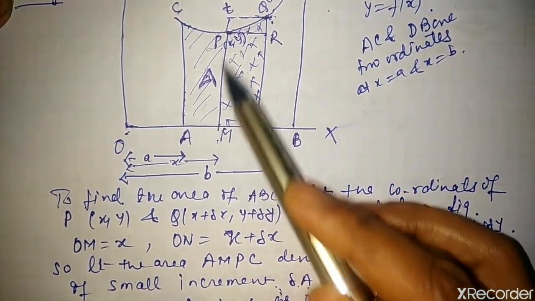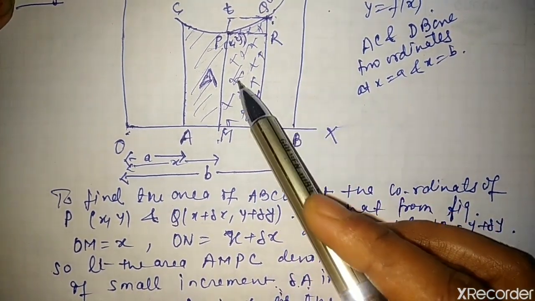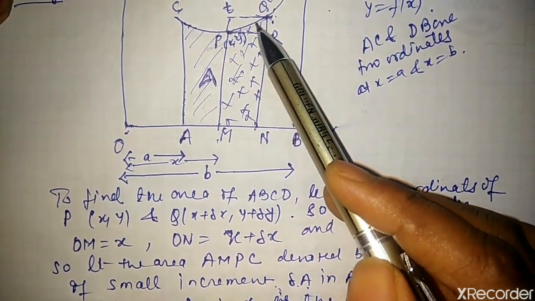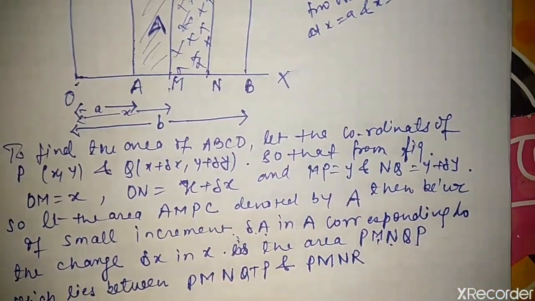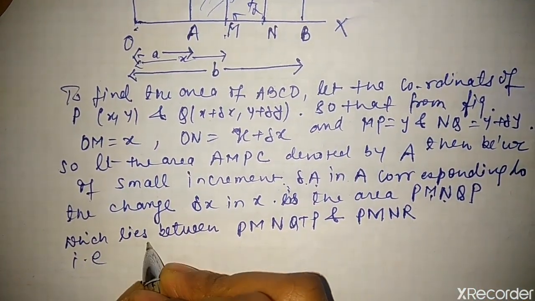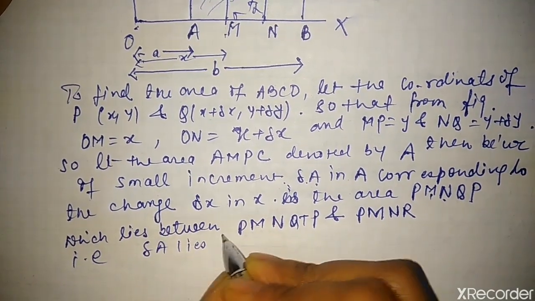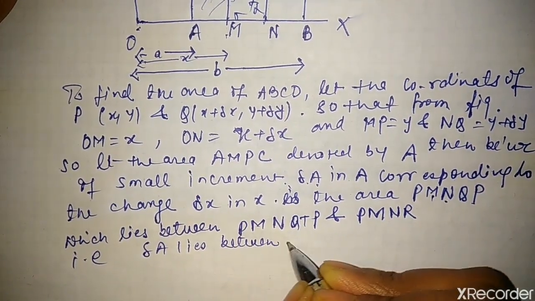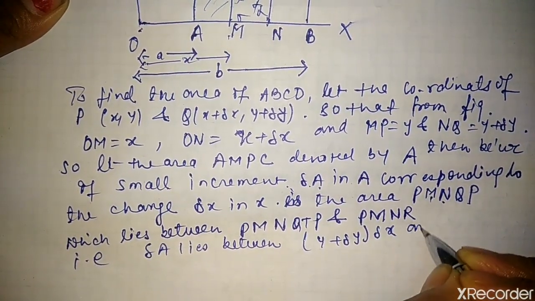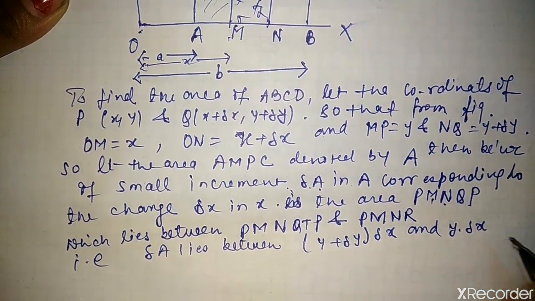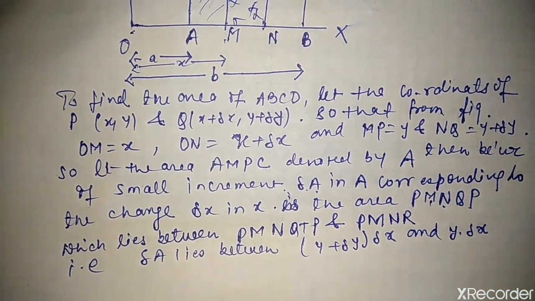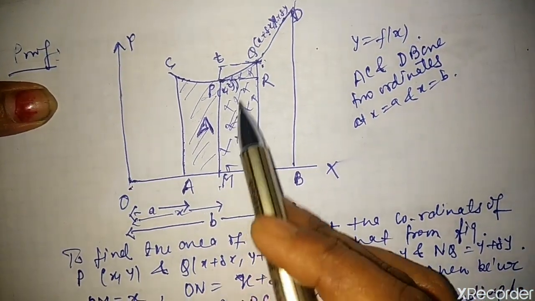So if we remove this area from this whole area, what will we get? This area, which lies between these two areas. So here we see that this is our area, that is, del A lies between y plus del y into del x and y into del x. So the area of a rectangle is length into breadth. That's why we have the area of this one.